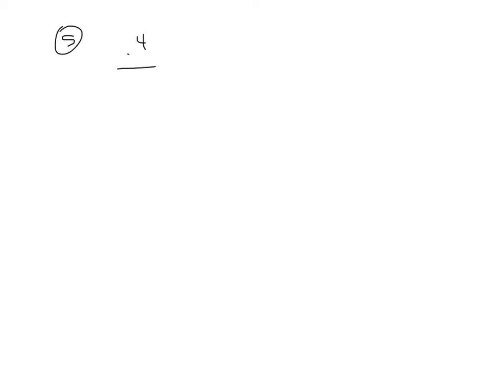0.4 over 6 equals 18 over x. All right, so this is a pretty good example of why you can't always use mental math. Because, how do I go from 0.4 to 18? Well, that's kind of rough. I don't know that off the top of my head. So cross products comes in handy.